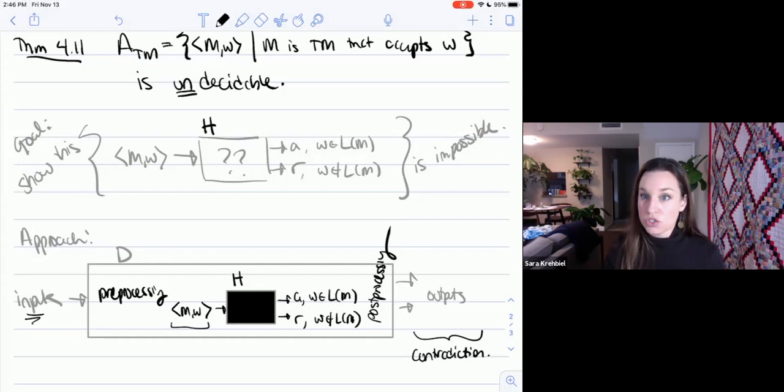So this is just a sketch, a kind of pictorial sketch of the proof. It's pretty high level.